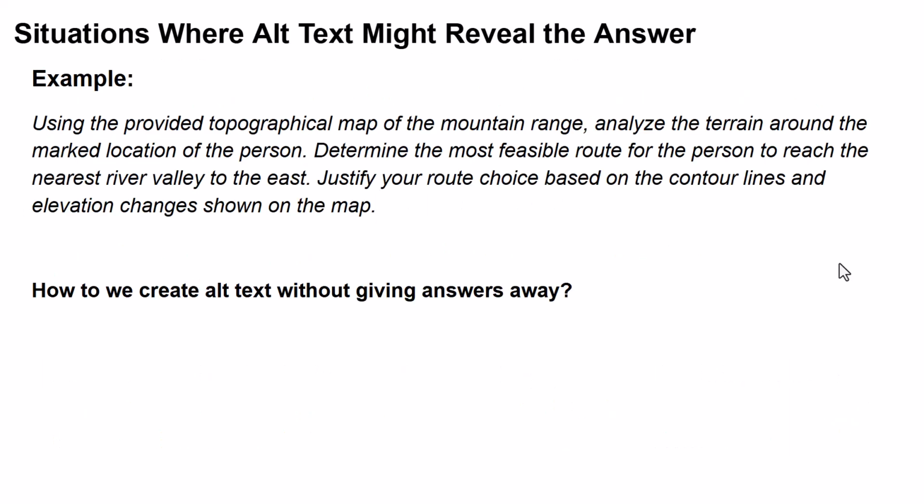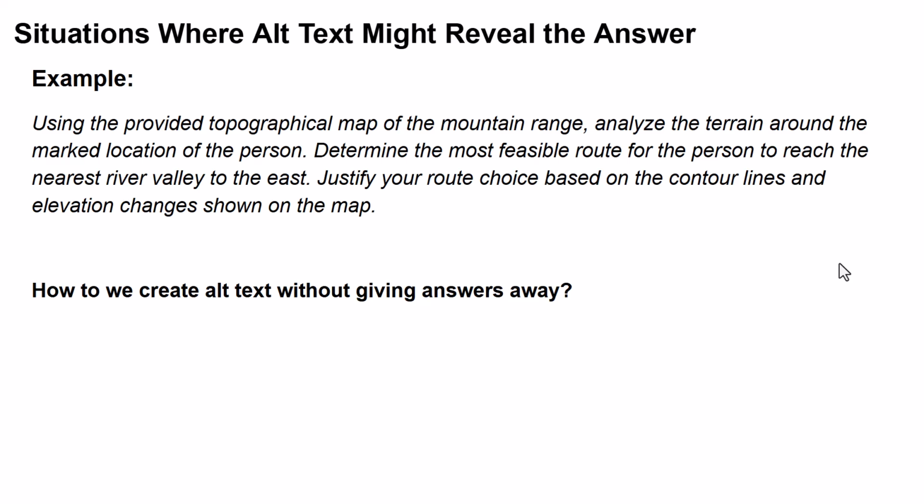Now, there are some scenarios where alt text might be a little bit tricky, especially in a testing situation where the alt text could potentially reveal the answer. To try to provide an example, the question might be to use a map of a mountain range to analyze the terrain and then come up with a feasible route to get to a certain point, and then justify your choice based off the contour lines and elevations on a map.